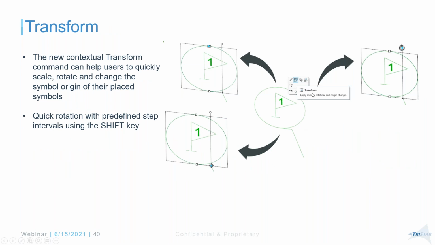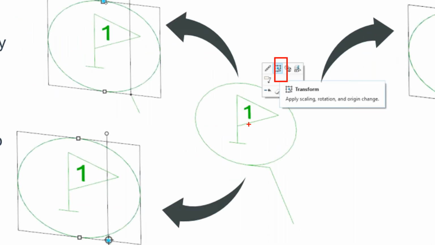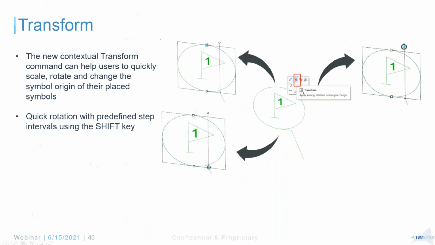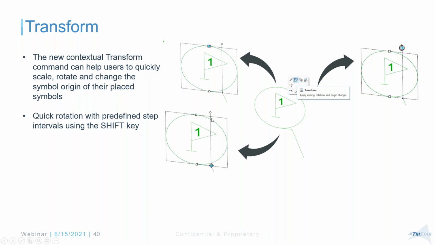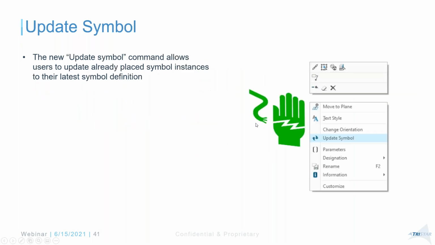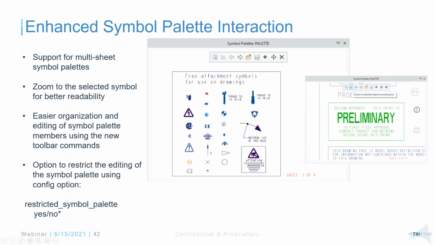And I really like the transform option in the mini toolbar now. Any symbol you place, you're able to hit transform. You can scale it, all right? You can rotate it by 90, etc. You can use a shift key to snap to specific angles. Pretty powerful there. And if your admin changed the symbol and you want to update, you're able to update all the symbols in the drawing really quickly by doing a right click and update symbol.